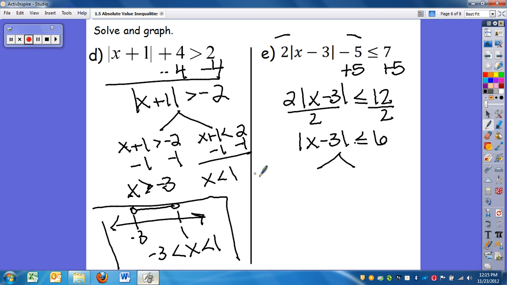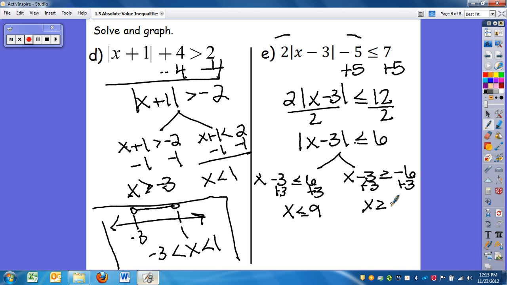Now I can do my two equations. X minus 3 is less than or equal to 6. And x minus 3 is greater than or equal to the negative distance of negative 6. We're going to add 3, x is less than or equal to 9, add 3, add 3, x is greater than or equal to negative 3.